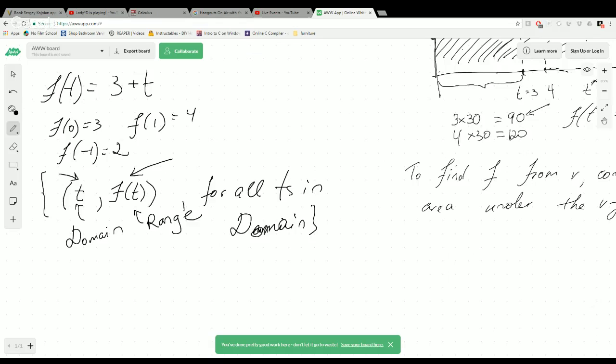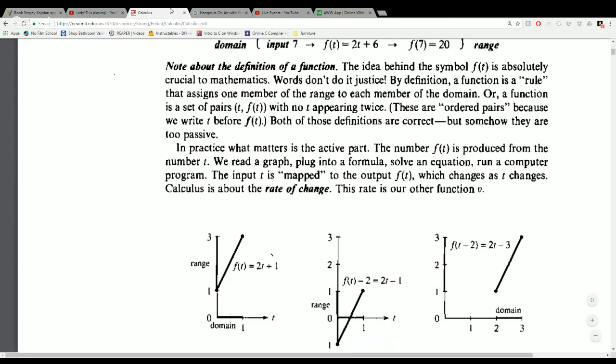This becomes my function. So this specific function has members 0, 3, right? Here it is, 0, 3. Input was 0, output was 3. 1, 4, negative 1, 2, etc. And if I were to plug in all the members of my domain, and I look at all this set, I have my function. Everything about my function is described right here. So that's what Strang says.